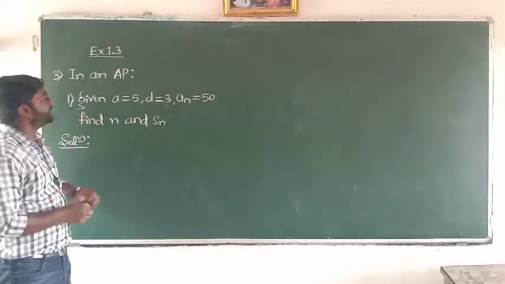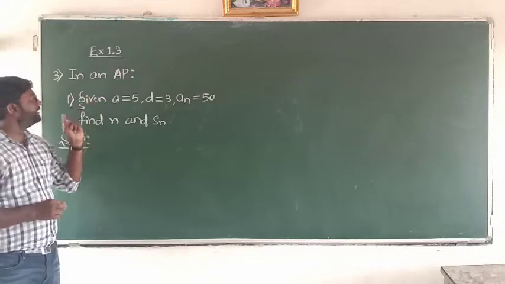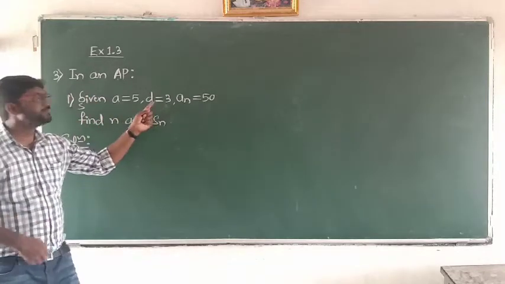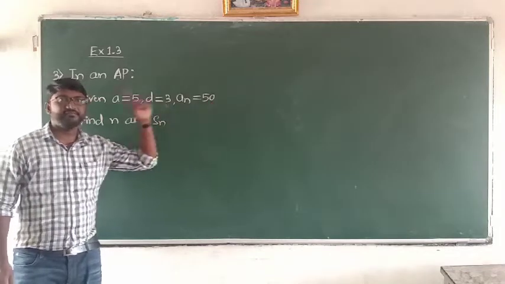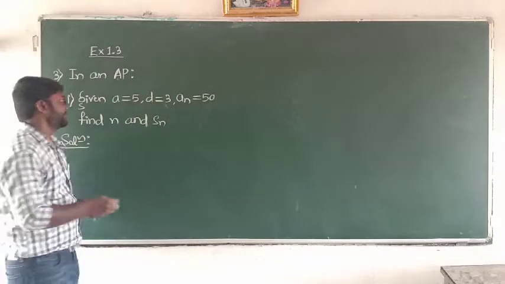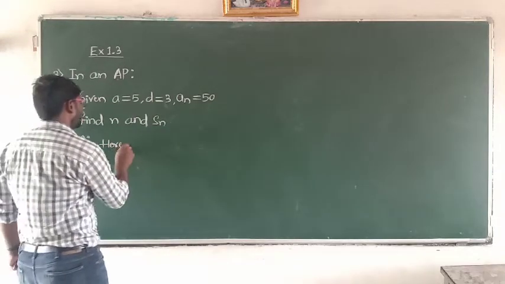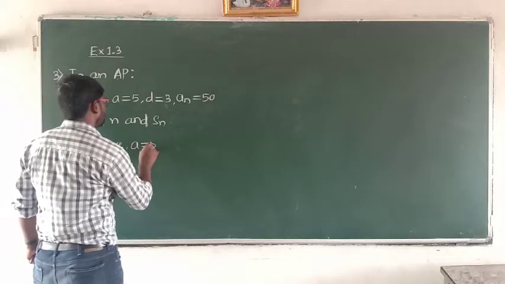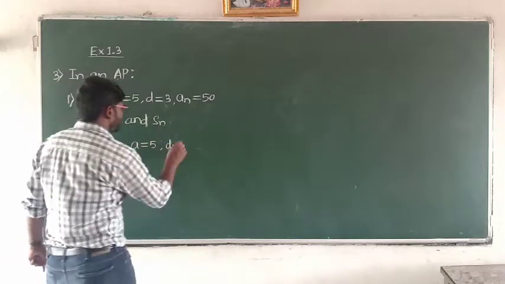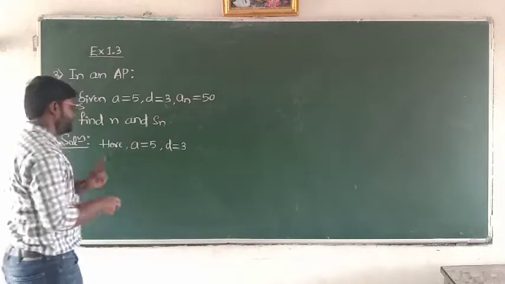Students, let us continue with the third main question of exercise 1.3. In an AP, we are given A equal to 5, D equal to 3 and An equal to 50. We have to find N and Sn. First we will write the given information: A is equal to 5, D is equal to 3 and An is equal to 50.